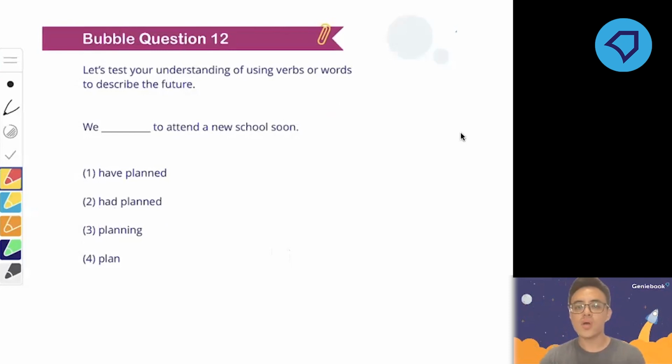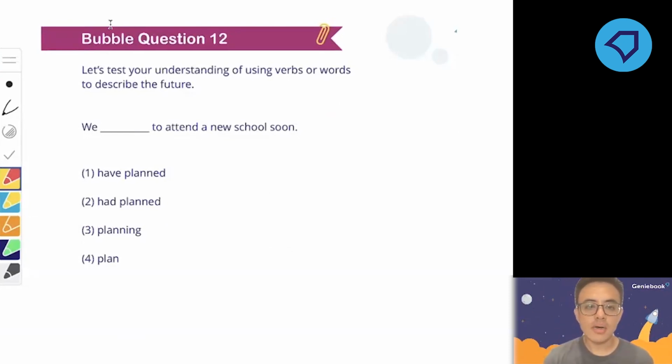Question number 12. We want to attend a new school soon. I explained this really quickly because it's not very well done. In fact, more than 60 of you got it wrong. Wow, the worst question so far, and I'm going to explain to you why. Many of you chose number 1. We have planned to attend a new school soon.